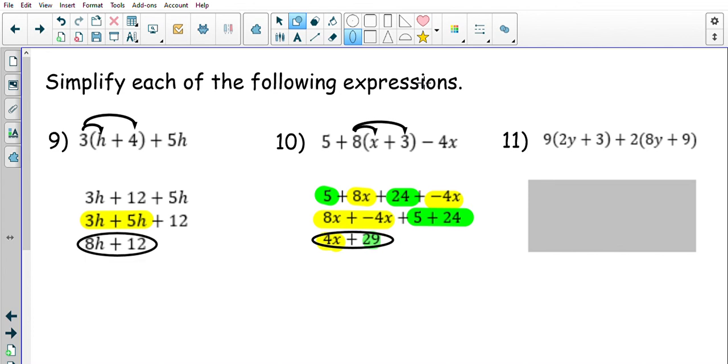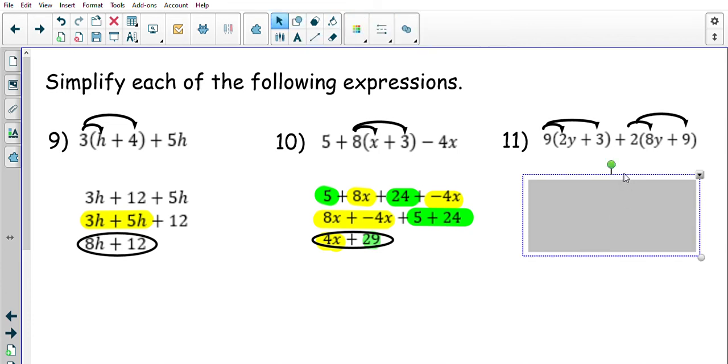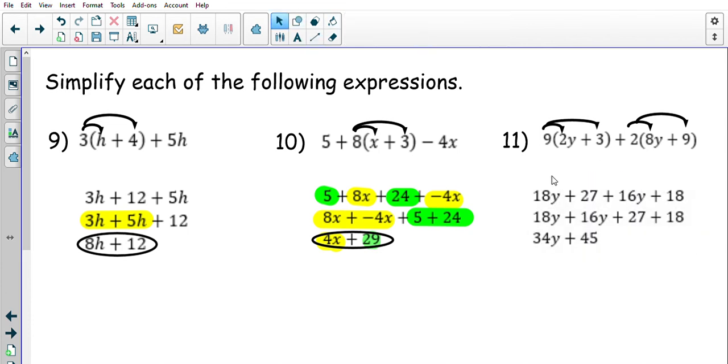Finally, number 11, 2 sets of parentheses. We just use the distributive property twice. So distribute the 9 into the parentheses. Take 9 times 2y, 9 times 3. Distribute the 2 into the parentheses here. Take 2 times 8y and 2 times 9. So that first set of parentheses is going to become 18y plus 27. Second set will be 16y plus 18.